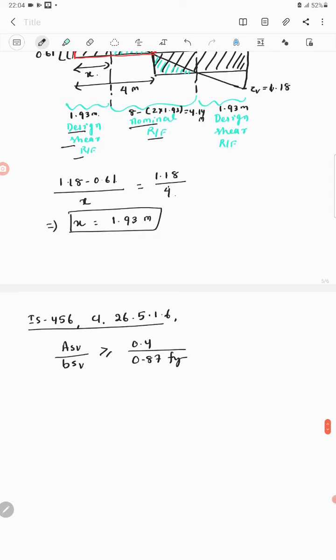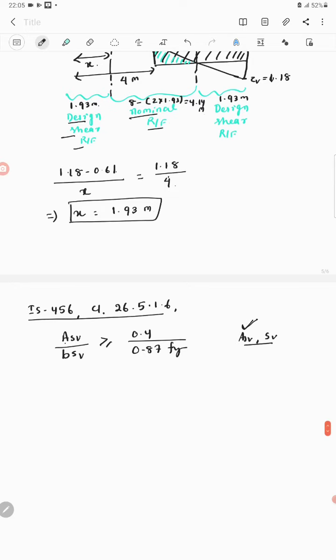Okay, so here what is ASV? ASV is the area of the stirrup that we will provide to resist shear. B is the width and SV is the distance between the stirrups, that is the spacing between the stirrups. Here we have two unknowns, ASV and SV, so we have to assume one. So we'll assume the area of the stirrup.